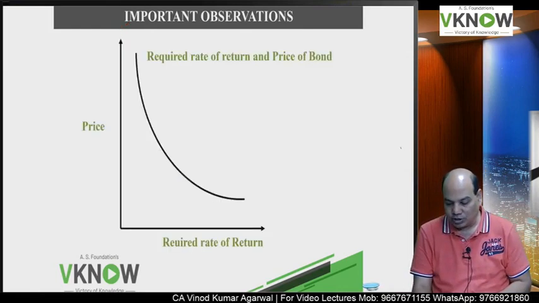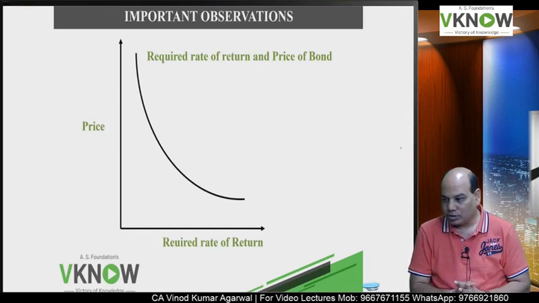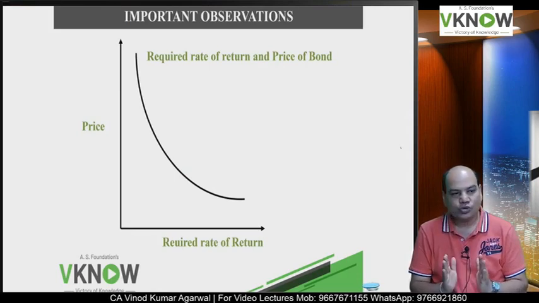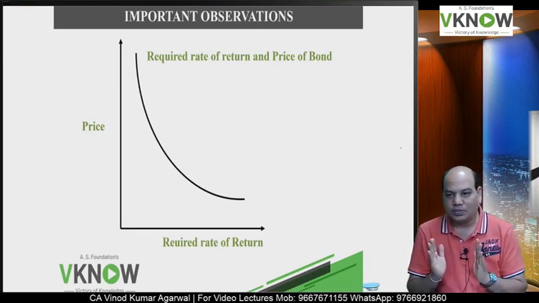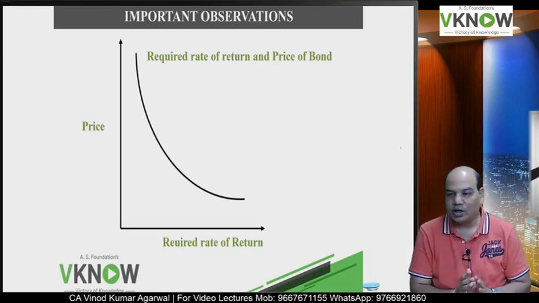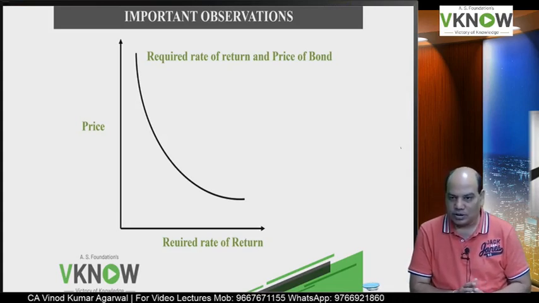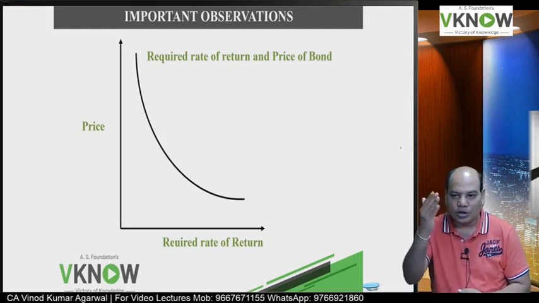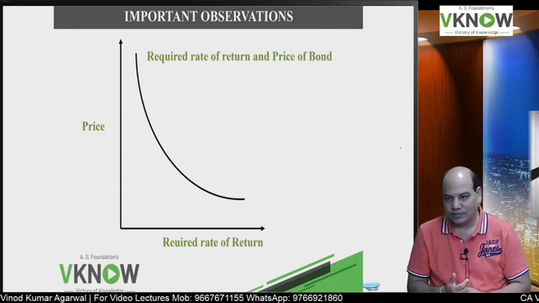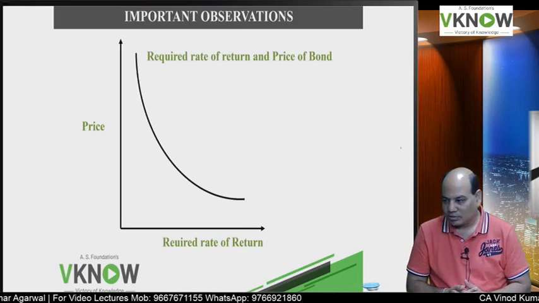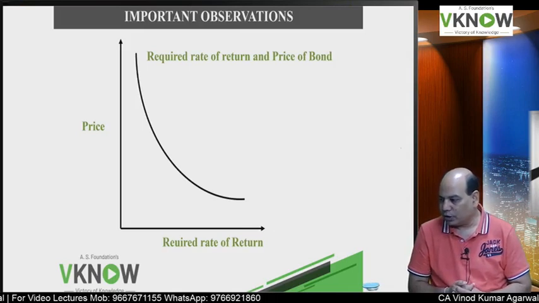Now I am going to dictate this diagram also. Write down this diagram. This diagram shows you the relationship between the required rate of return and the value of the bond. Is it a rising slope or a downward sloping curve? It's a downward sloping curve, which indicates that if required rate of return goes up, the value of the bond will go down.